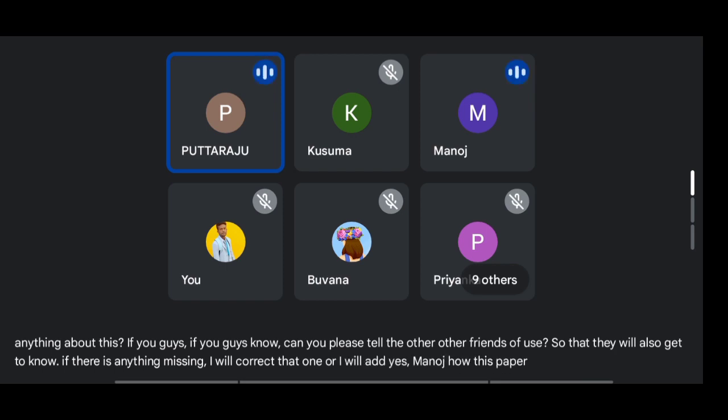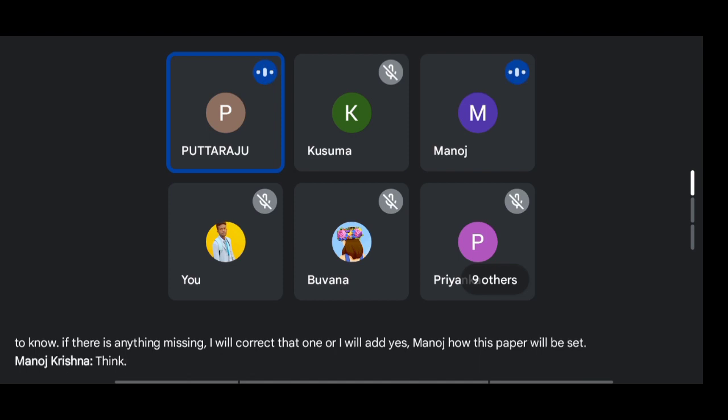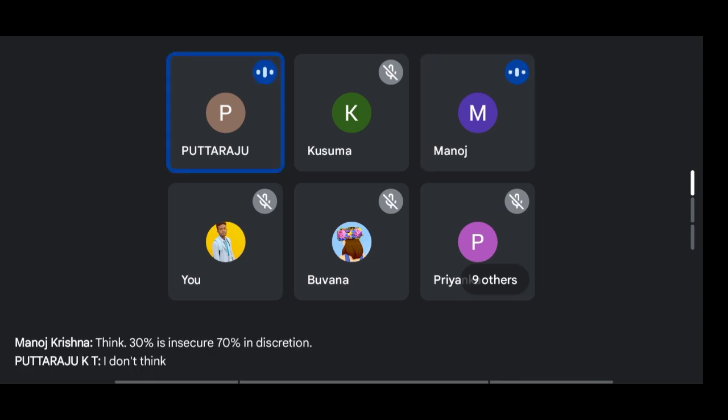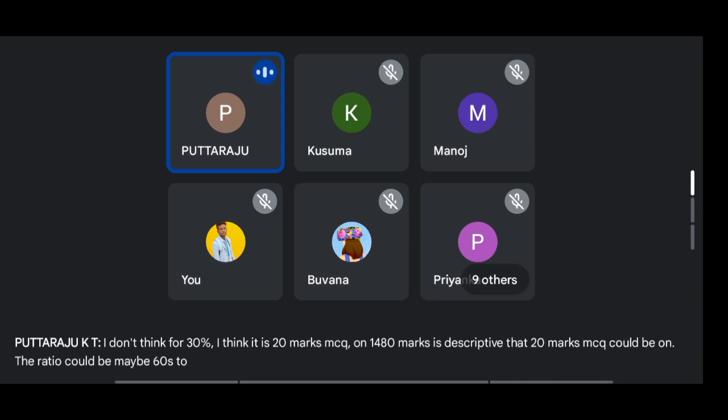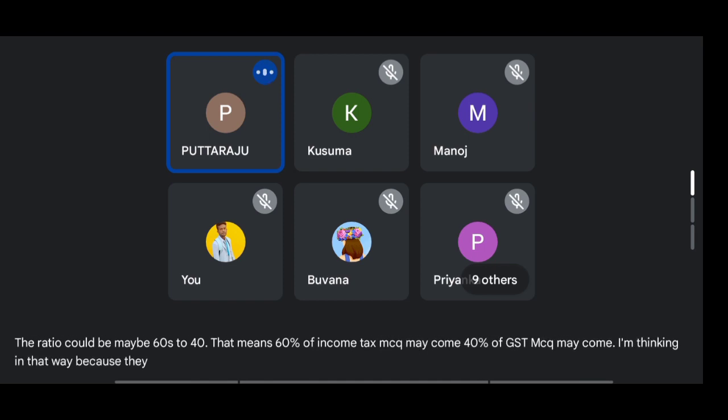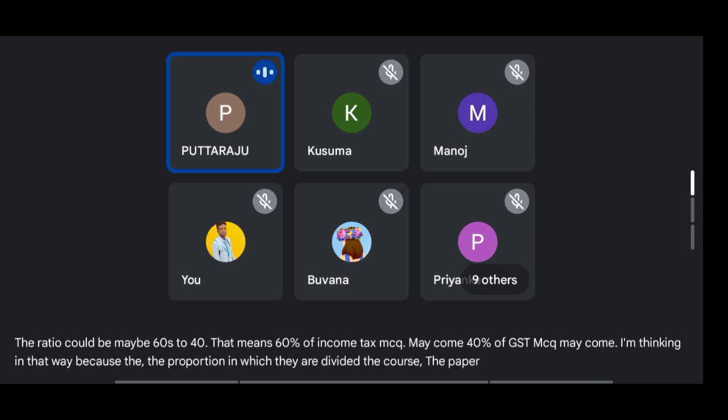How will this paper be set? 30% is MCQ and 70% is descriptive. I don't think 30%. I think it is 20 marks MCQ and 80 marks descriptive. That 20 marks MCQ could be in the ratio maybe 60:40. That means 60% of income tax MCQ may come, 40% of GST MCQ may come. I'm thinking in that way because of the proportion in which they have divided the course, the paper rather.